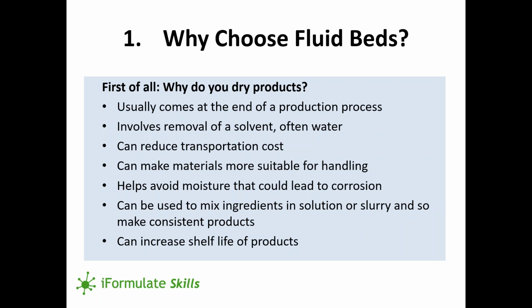Well, first of all, you usually do drying at the end of a production process, so it's a final step in production. It usually involves the removal of a solvent, often water. Drying is done to reduce transportation costs by removing bulk from your product. It can make materials much more suitable for handling. It avoids moisture that can lead to corrosion in storage or in use. And dry products can be mixed later on in a subsequent formulation step in solution or slurry to make consistent products, and dry products are less likely to become contaminated by microorganisms, so drying can increase the shelf life of products.